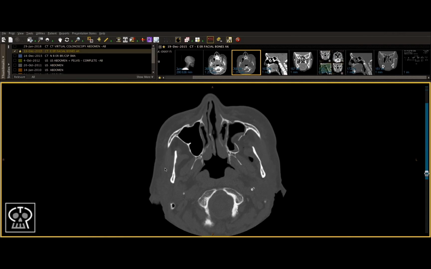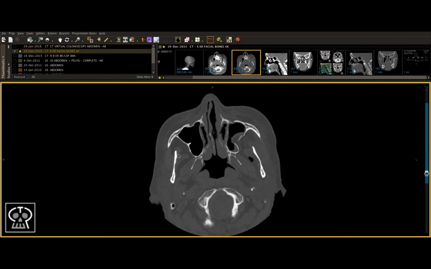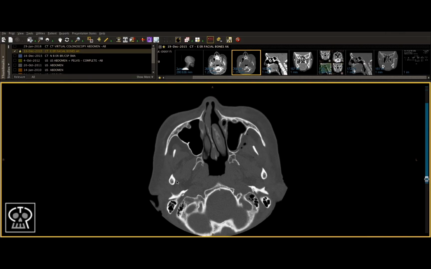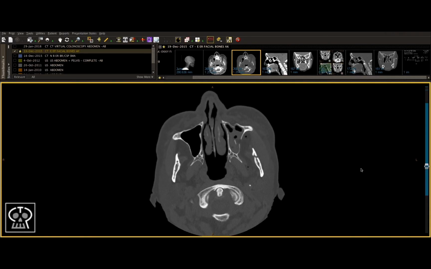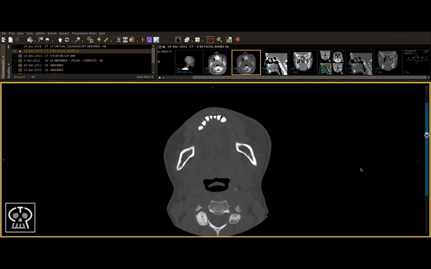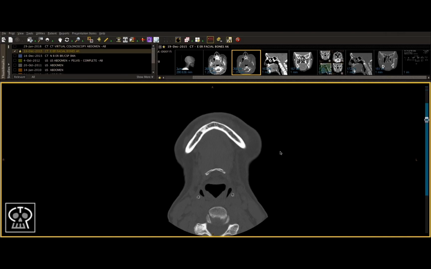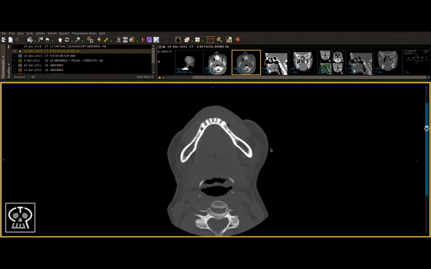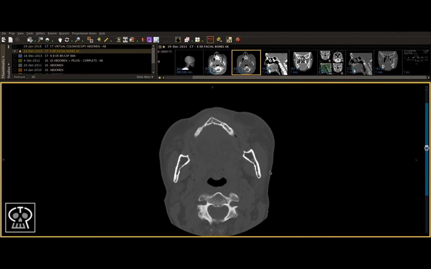Coming up the ramus, I'm at the sigmoid notch, following my coronoid first, going back down, and then following my condyle. Doesn't seem to be anything there. So I'll scroll back down to the bottom, where I originally separated, and now I'll follow the patient's left side. Scrolling to the left side, everything seems to be okay.